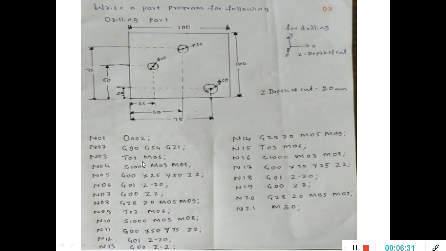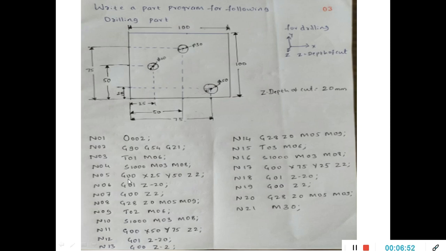Now the tool has been changed, which means in your spindle the tool number 1 is there. Then in the next block you have to mention the speed as 1000 rpm. Then you have to give M03, M08. M03 is spindle rotation clockwise. Now your drill bit is rotating in a clockwise direction and coolant is on. M08 is nothing but coolant on.